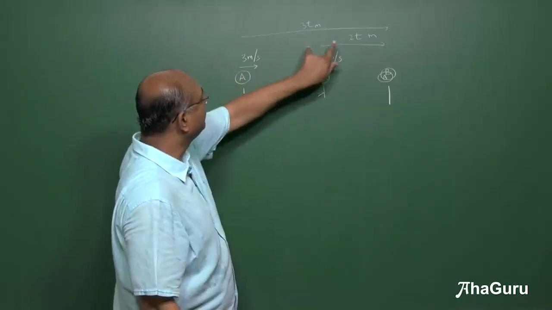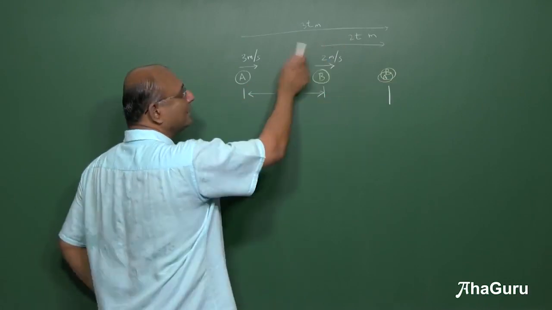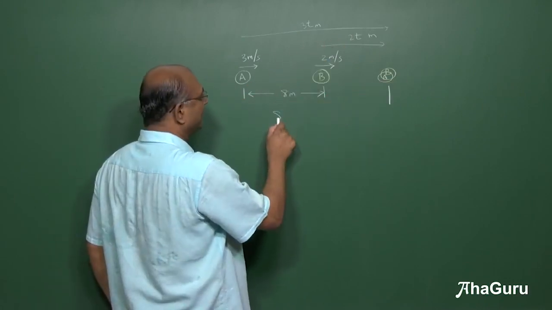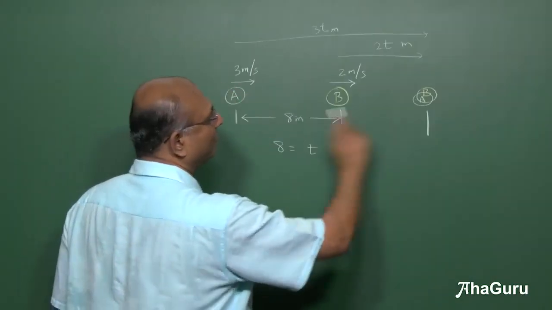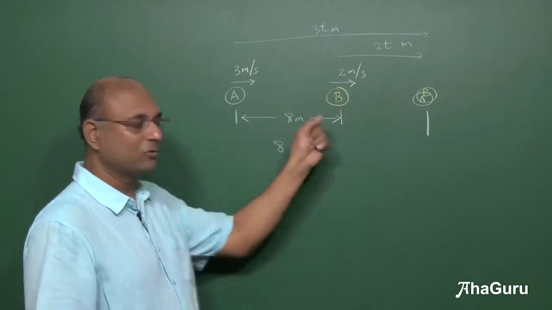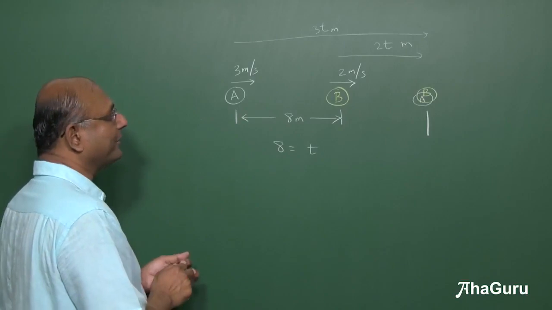And so that means the difference, 3t meters minus 2t meters, must be equal to 8. So 8 must be equal to t. And so once you find this, you can find out where they will meet, etc. So t is equal to 8 seconds. Is there another way to do this? And that's exactly what we are going to see.